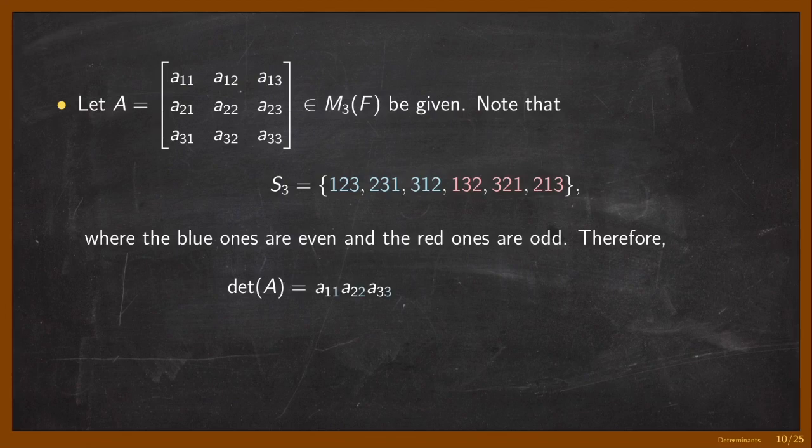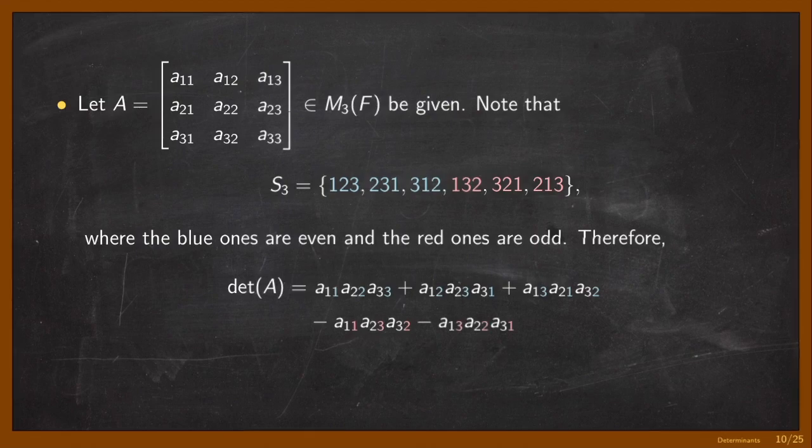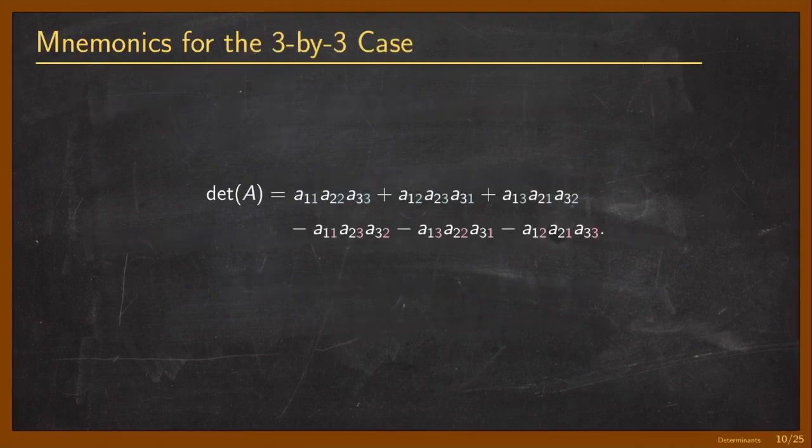The first term should be the one using 1, 2, 3. The second term should be the one using 2, 3, 1. The third term should be the one using 3, 1, 2. The fourth term should be the one using 1, 3, 2. Take note that we now have a minus sign. The fifth term is the one using 3, 2, 1, which uses a minus sign. The last one uses 2, 1, 3, which uses a minus sign because it's odd. So you see that this determinant has 6 terms.